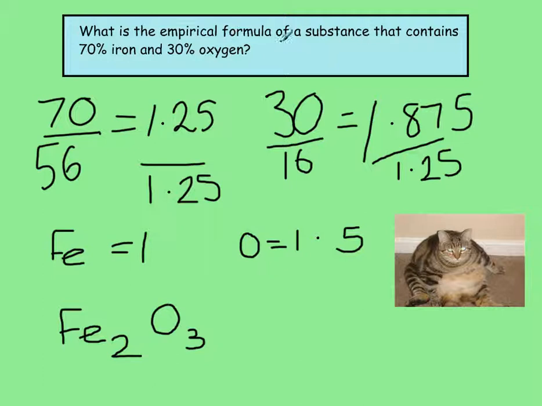So the answer to the empirical formula of a substance that contains 70% iron, 30% oxygen is Fe2O3, because you divide the percentage by the Mr, or the Ar in this case, and then again on this side. Work out the common denominator like that, and then you end up with Fe2O3.